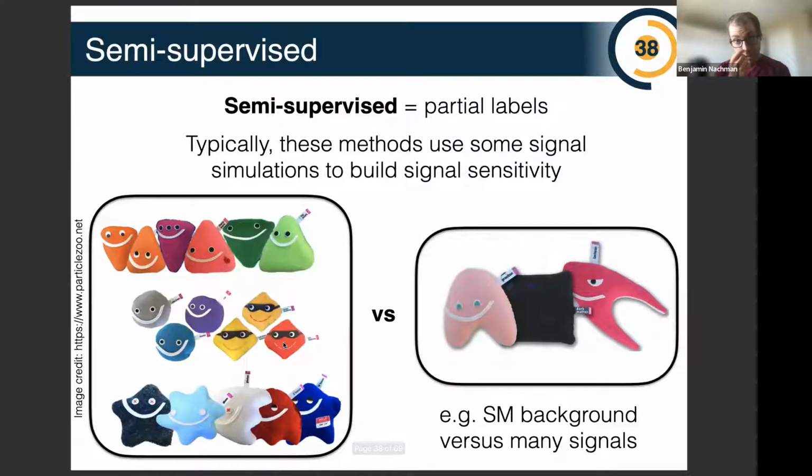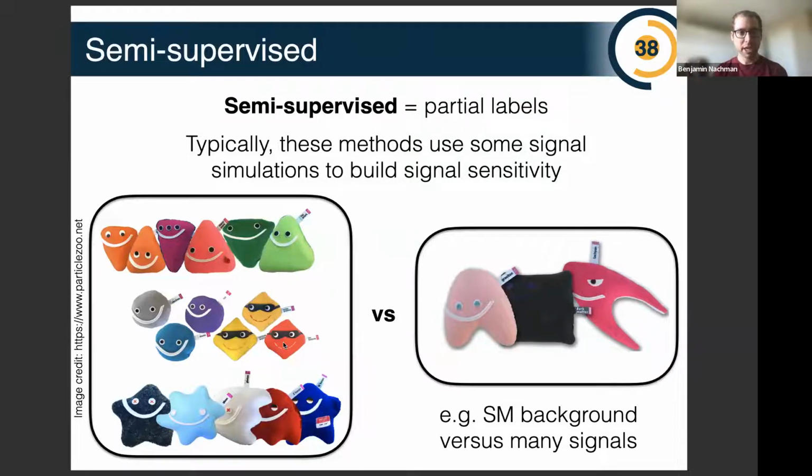Okay, then there's semi-supervised, and here I'm going to mean partial labels. Typically, these methods use some signal simulations to build signal sensitivity. So, for example, you could imagine training a classifier to distinguish a concoction of the full standard model of particle physics against some set of potential signal models. And then the hope is that if you're sensitive to some signal models, you'll be sensitive to other signal models that are kind of close in signal model space, whatever that means.